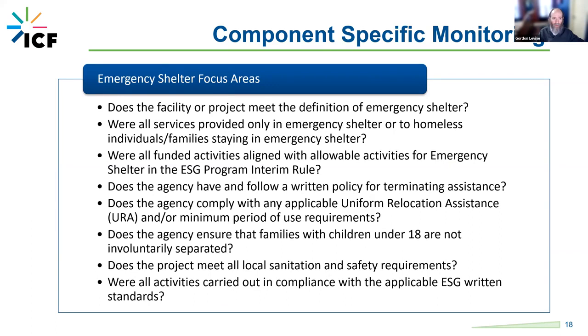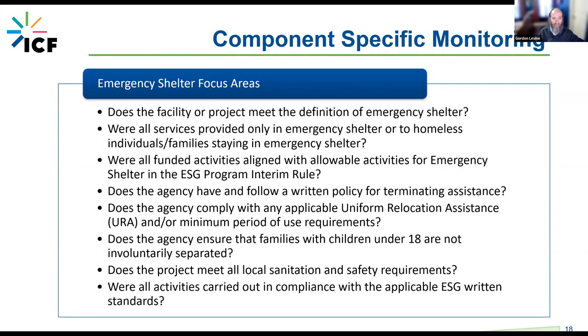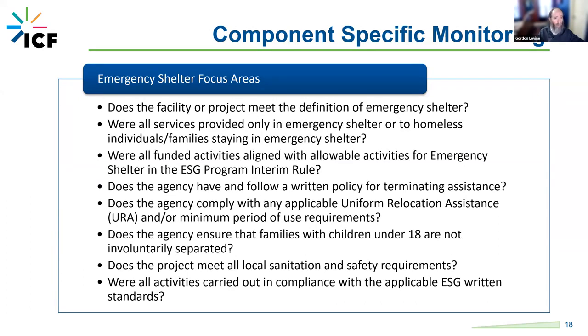Does the agency ensure that families with children under 18 are not involuntarily separated? So that's if you're serving families, are you ensuring that those families are staying together? Does the project meet all local sanitation and safety requirements? That again goes to a local code requirement. And finally, were all activities compliant with the applicable ESG written standards? Remember, that can be set at the subrecipient level, the HCD level, or both. Next slide, please.